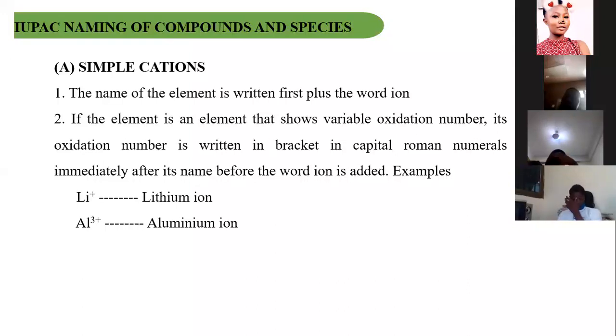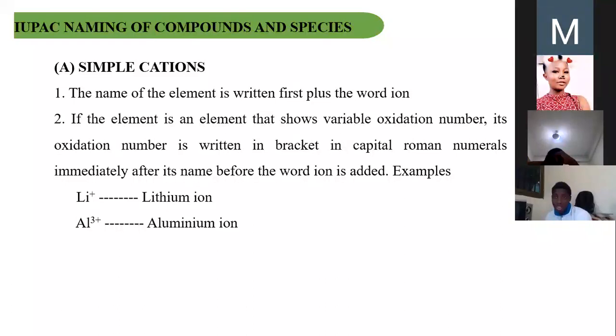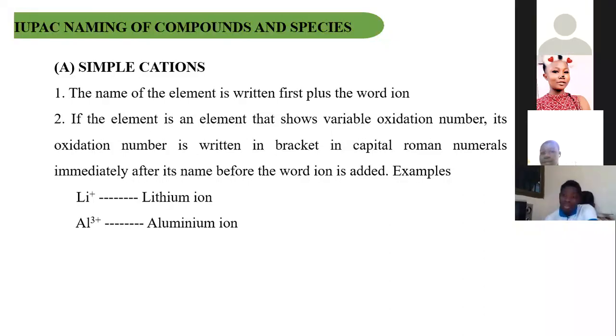Let me give you a teaser. What is the chemical symbol for the element tin? Sn. Sn. What is the symbol for the element manganese? Mn. Excellent. You need to know them.